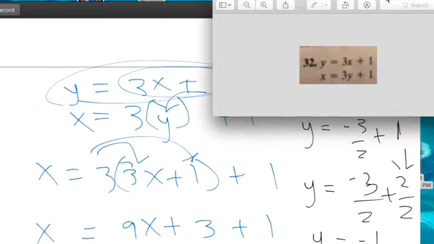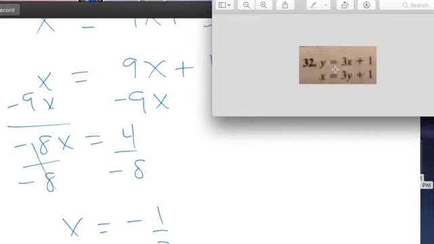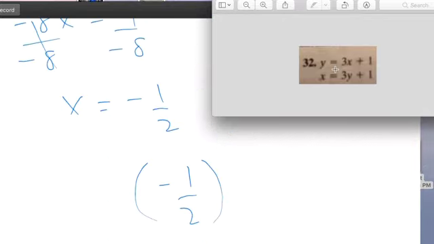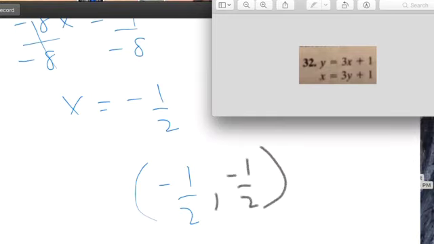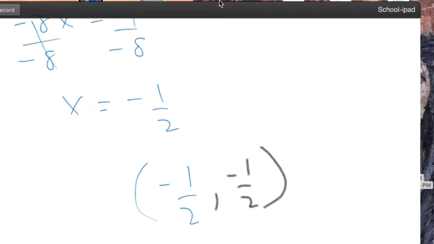And I hope that was the answer. That's all I got there. So, so the ordered pair here is negative 1/2 and negative 1/2. Okay. That's how you do that.